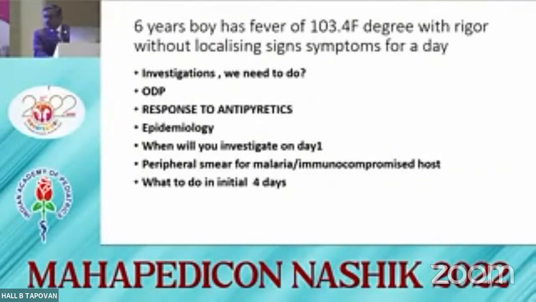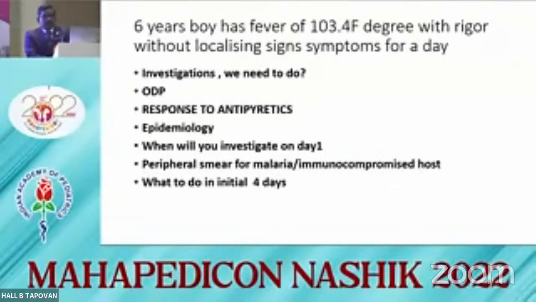Another case of day one of fever. A 6-year-old boy has a fever of 103.4 degrees with rigors without any localizing symptoms. Do we need to do investigations? If yes, what investigations are we going to do? Mostly there is no need. But if you feel this patient with 103 fever and rigors needs investigation, the only investigation you would do is a peripheral smear for malaria parasite, not CBC. That would be the most erratic.